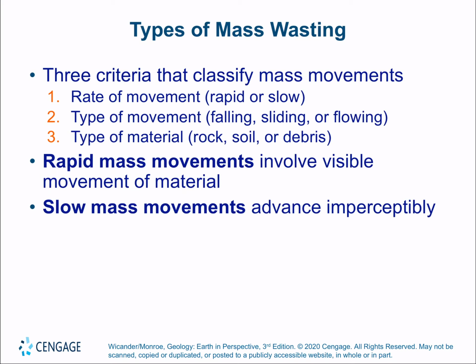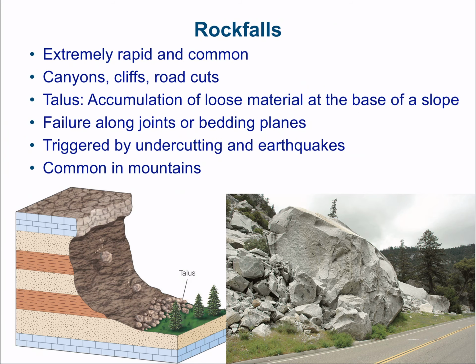And then we look for the type of material. Is it rock? Is it soil? Or is it debris? Now, if something's considered a rapid mass movement, then you're going to be able to see that movement of material. If something's considered a slow mass movement, it's really hard to distinguish that movement's actually taken place at all.